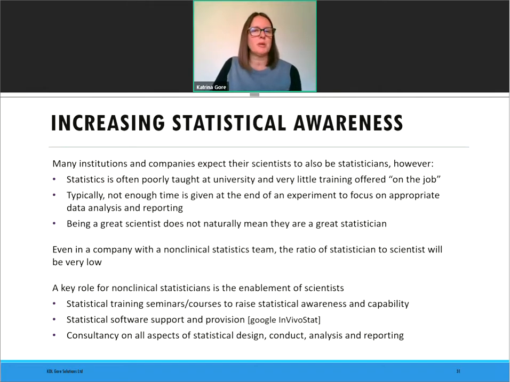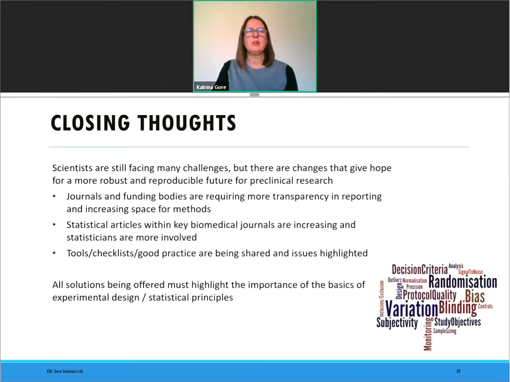Another role for us as statisticians is consultancy. Quite a lot of my work is consultancy on all aspects of stats design, conduct, analysis and reporting. Now, you as scientists are still facing many challenges, but there are changes, I believe, that are happening that give us hope for a more robust and reproducible future.